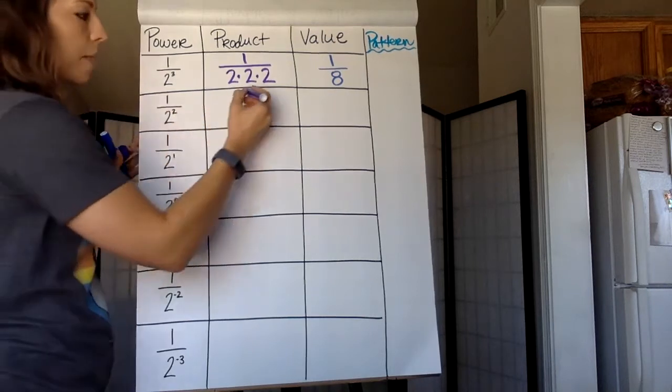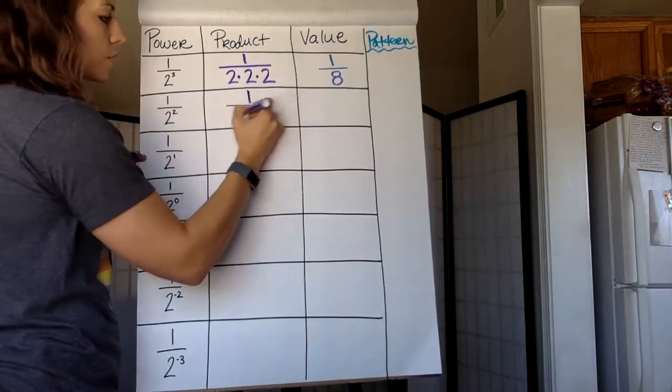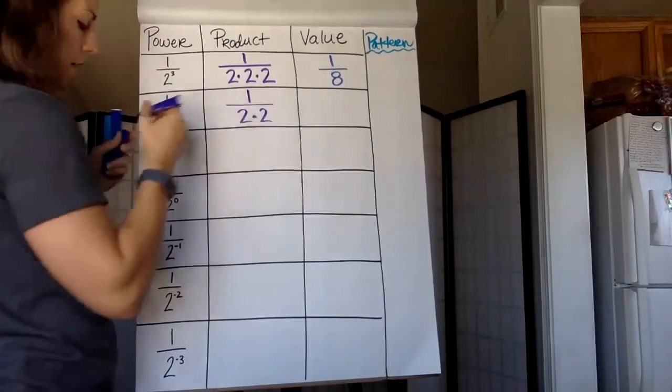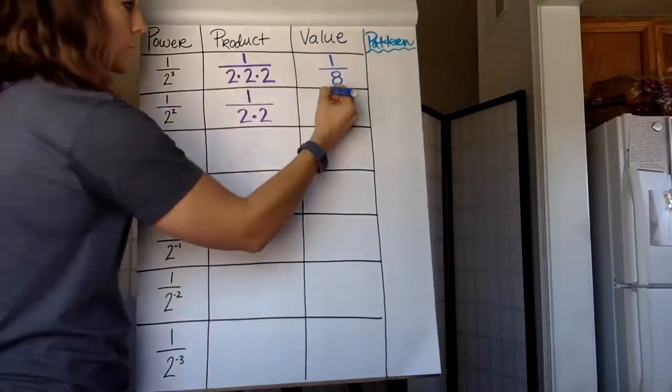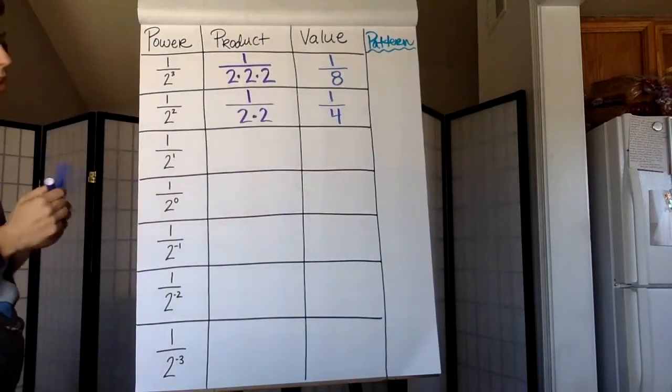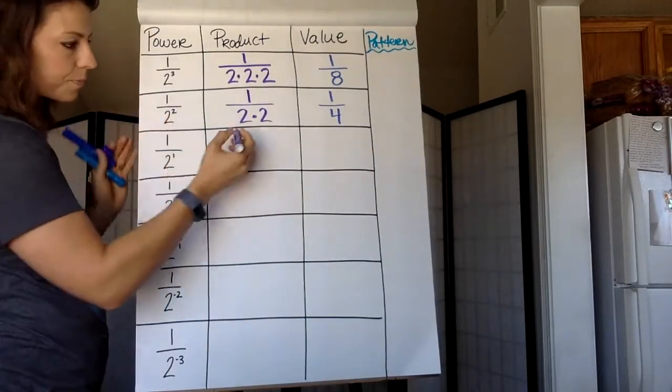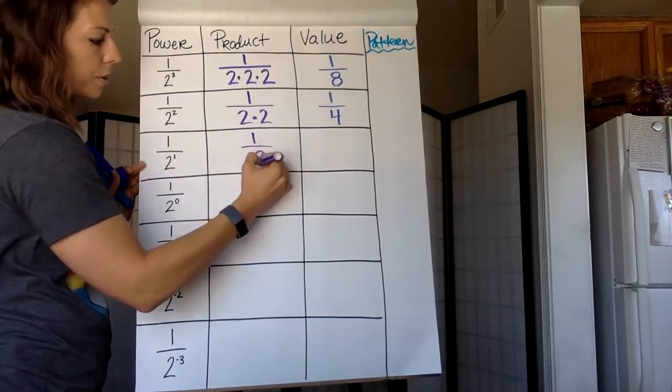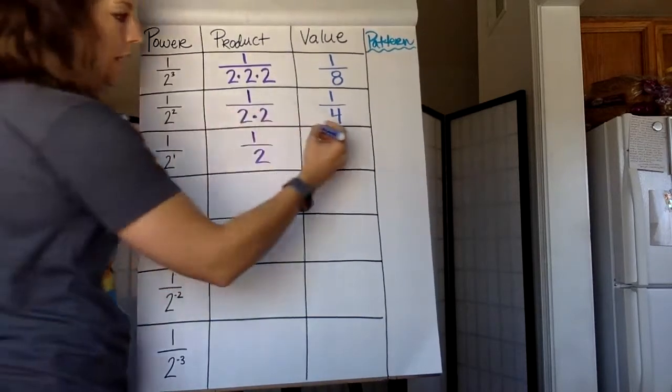1 over 2 to the second power is just 1 over 2 times 2. That was a little bit easier. 2 times 2 is 4, so this has a value of 1/4. And then we have 1 over 2 to the first power, which just means 1 factor of 2, so that's 1/2. Okay.